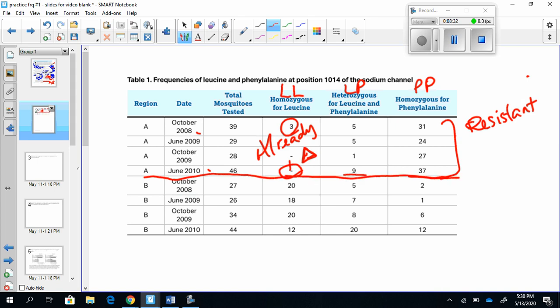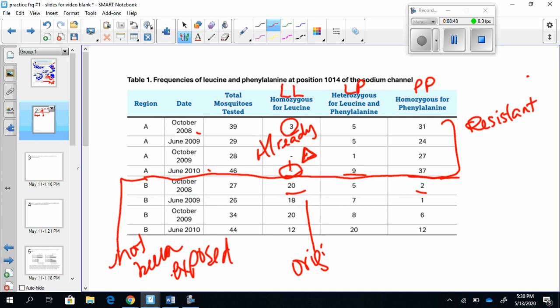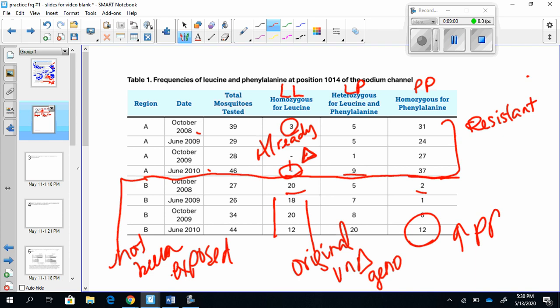All right. Now I have region B. So region B has not been exposed before, or been exposed very little. And so 20 versus 2. Oh, okay. So this is what I would call the original unchanged genotype. And then after the course of time, now we have an increase in the PP genotype after the exposure to the insecticides. Well, actually, they didn't even really get exposed because they're in an area that doesn't really get sprayed. These ones definitely saw a change over time.